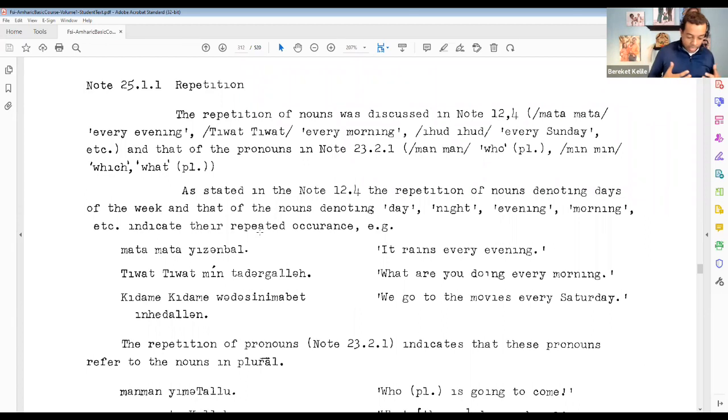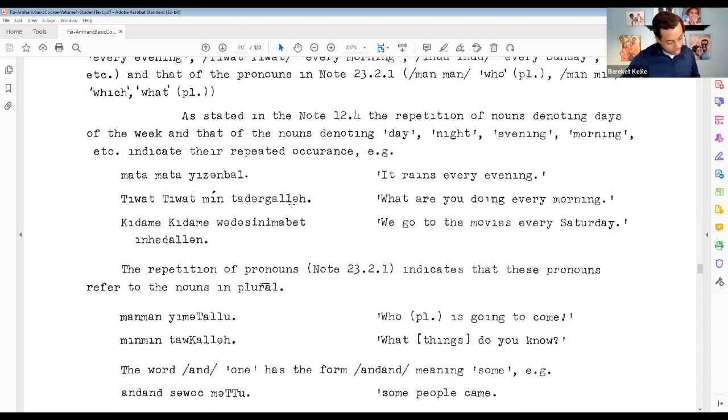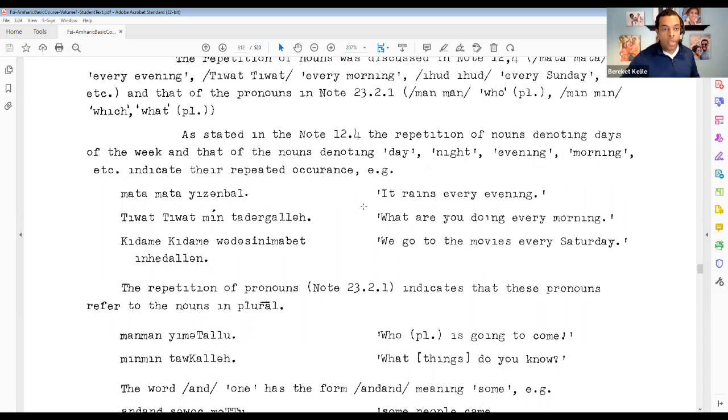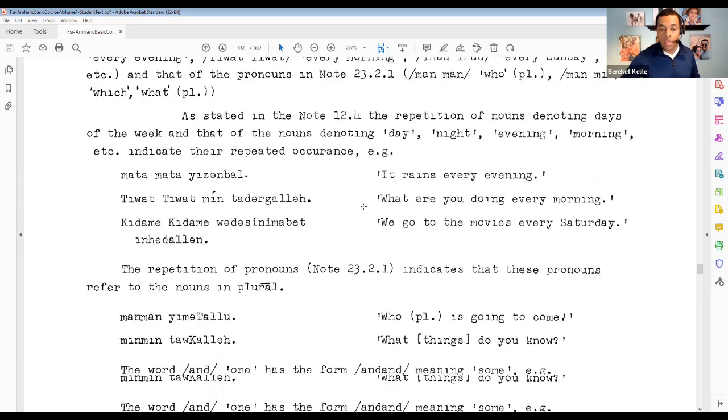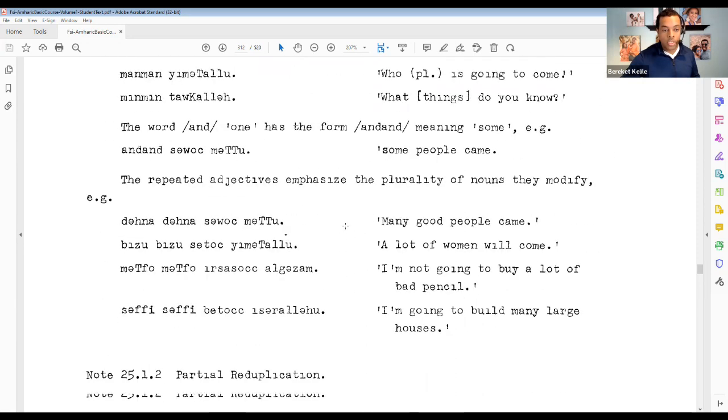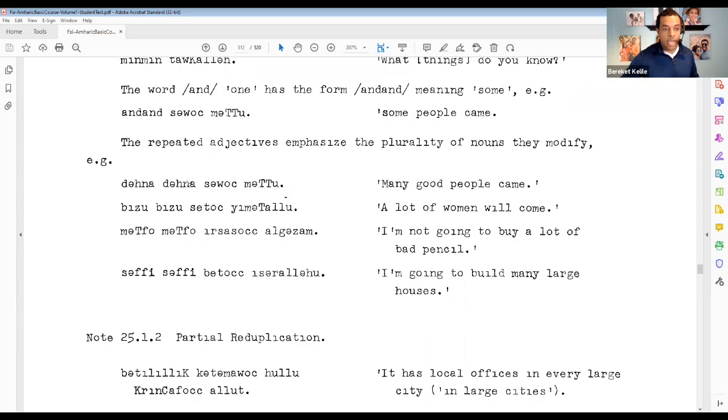Here, we're going to look at repeated adjectives, which also emphasize plurality. As in the example, dana dana soyoch matu. Which is down here, yes. Dana dana soyoch matu. Many good people came. So the adjective is just emphasizing the plurality of the noun that it's modifying, which is soyoch.